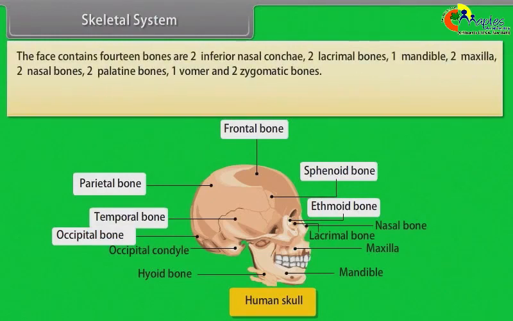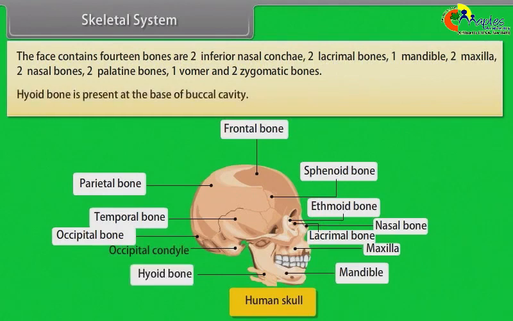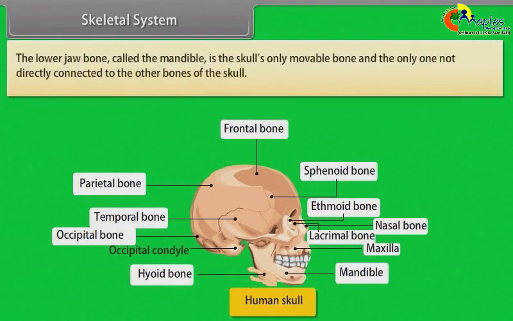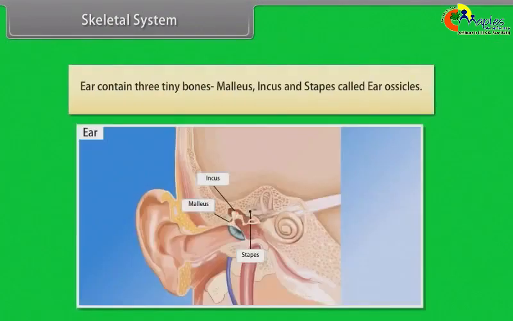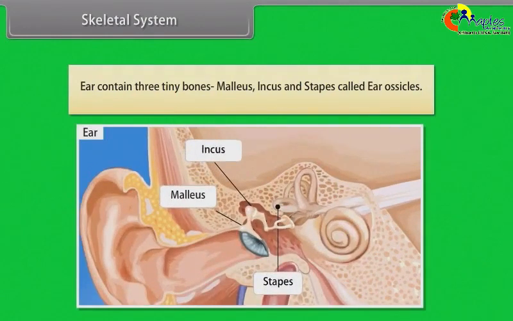The face contains 14 bones: 2 inferior nasal conchae, 2 lacrimal bones, 1 mandible, 2 maxilla, 2 nasal bones, 2 palatine bones, 1 vomer, and 2 zygomatic bones. Hyoid bone is present at the base of the buccal cavity. The lower jawbone, called the mandible, is the skull's only movable bone, and the only one not directly connected to the other bones of the skull. The ear contains 3 tiny bones, malleus, incus, and stapes, called ear ossicles.